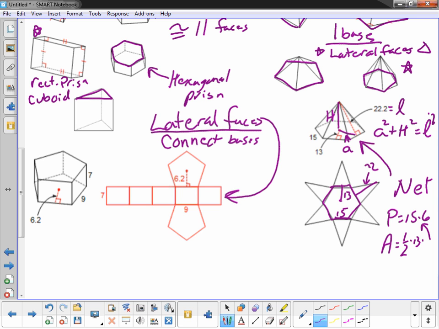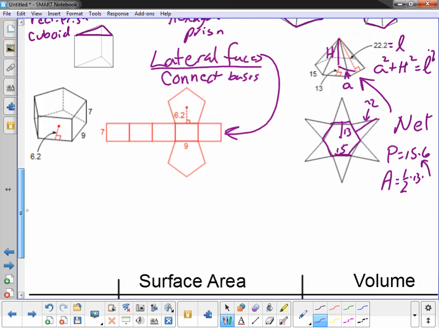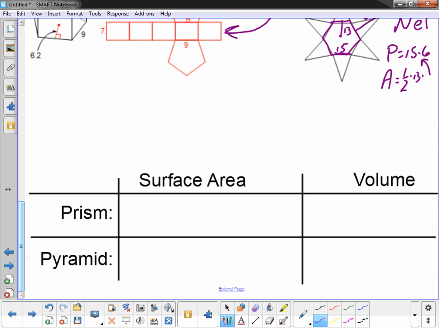Now, here's what we know. We have prisms, two bases. We have pyramids, one base. Prisms, lateral faces, rectangles or parallelograms. Pyramids, lateral faces are triangles. So how do we figure out the surface area and the volume of these?